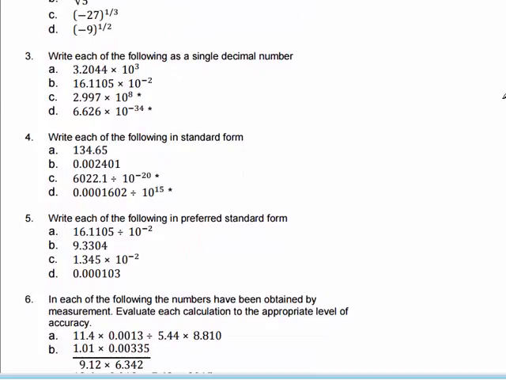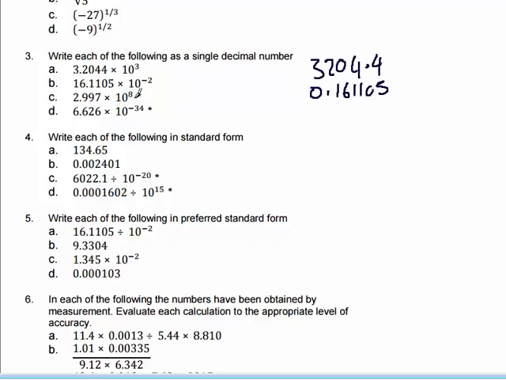Write each of the following as a single decimal number. That's to say a number without the power of 10 next to it. So 10 to the 3 is 1,000, so we're going to get an answer of about 3,000. So the answer will be 3204.4. In this case, we've got 10 to the minus 2, so that's the equivalent of dividing by 100. So we've got 16 divided by 100, so divide by 10, divide by 100. So that's going to be 0.161105.